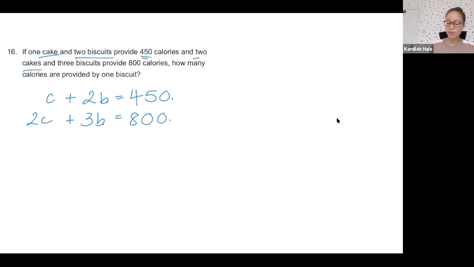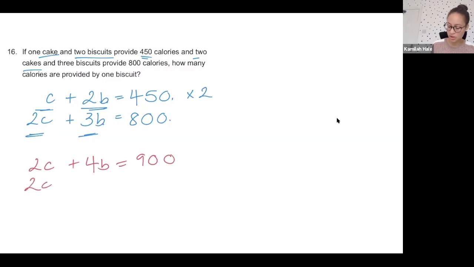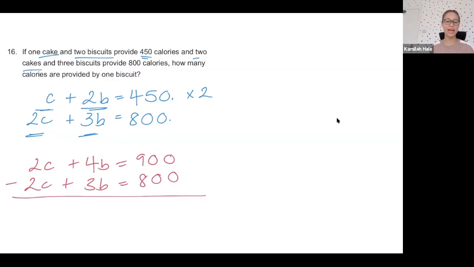Okay, so my problem here is that I have different numbers of cakes and biscuits in each equation. I'll solve that by timesing the top equation by 2. So then I will have, let me change colors, 2c plus 4b equals 900. So there I've just multiplied everything by 2. And then the second equation stays the same. So I have 2c plus 3b equals 800. Now if I subtract one from the other, what will I get?